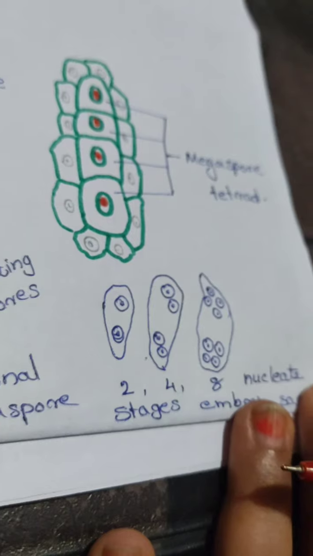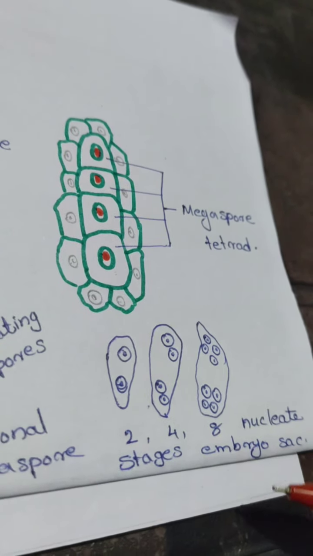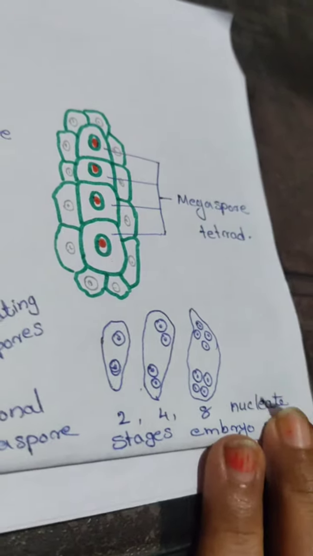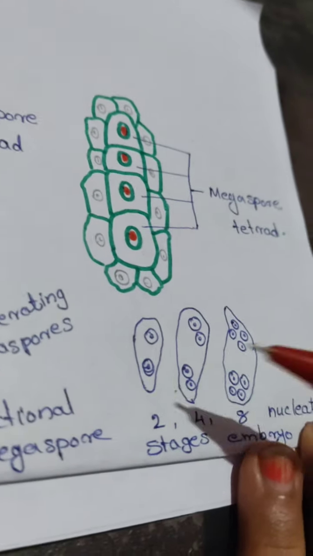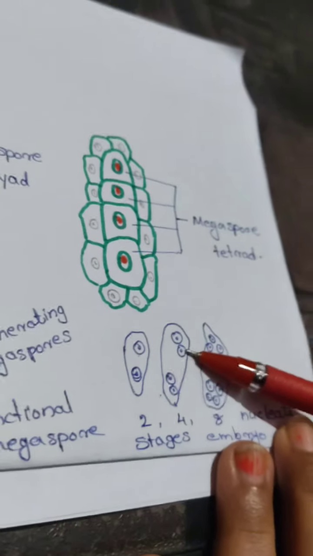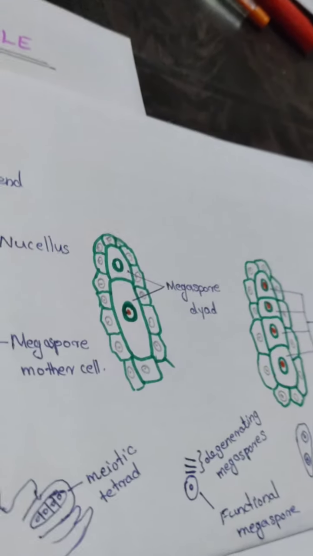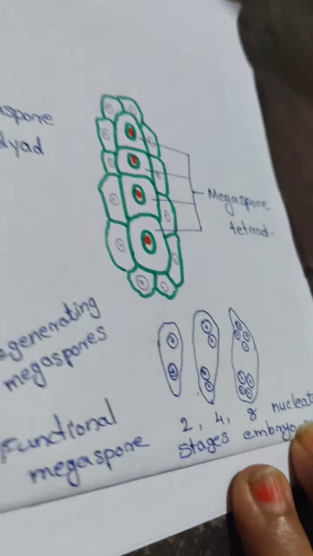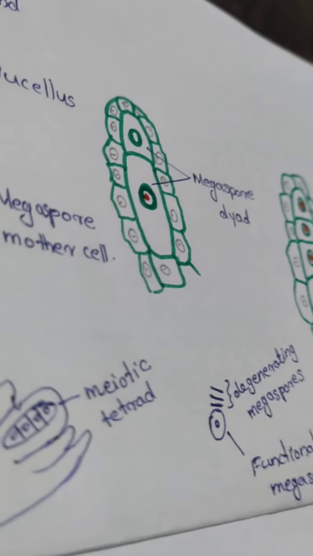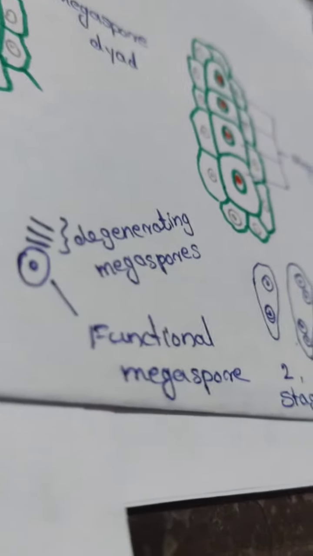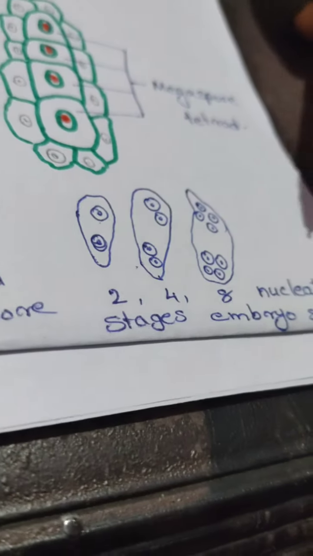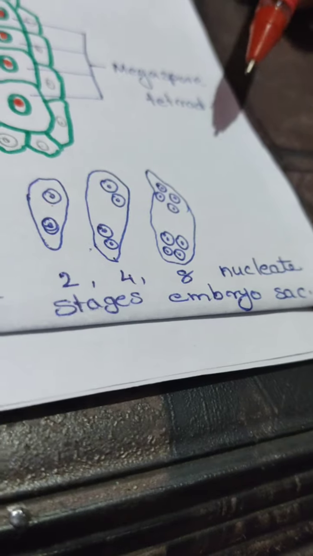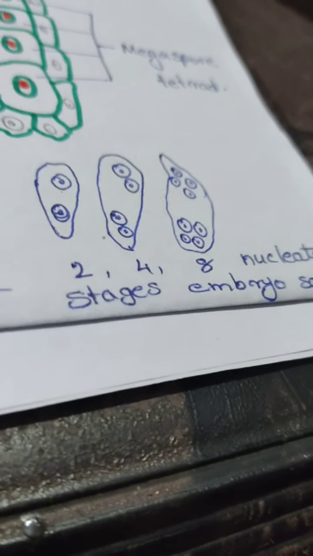The nuclei again divide two times, forming the 4 nucleate and 8 nucleate stages of the embryo sac. These two nuclei divide to form 4, and again divide to form the 8 nucleate stage. These divisions are free nuclear, that is, the nuclear divisions are not followed immediately by cell wall formation. After the 8 nucleate stage, cell walls are laid down, leading to the organization of the typical female gametophyte.